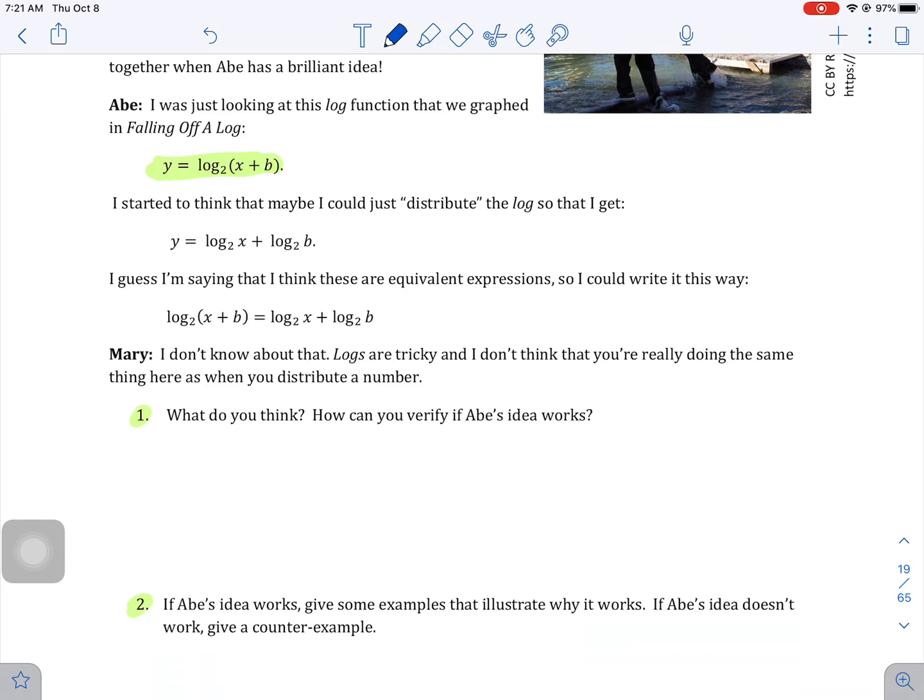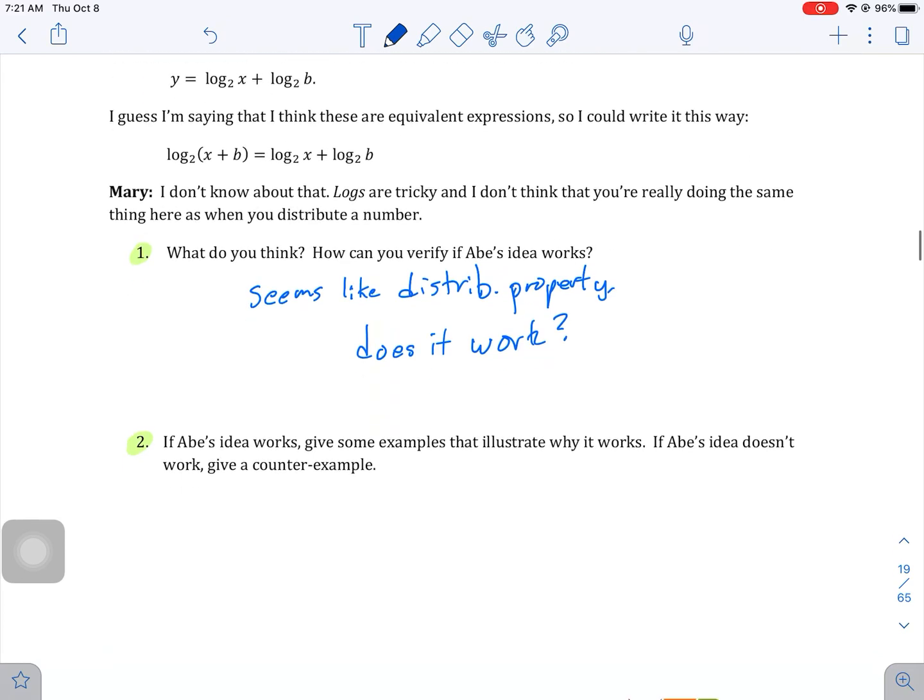Now, what do you think? It seems like the distributive property. But does it work, really, using logs? All right, because it's a little different with the log function.